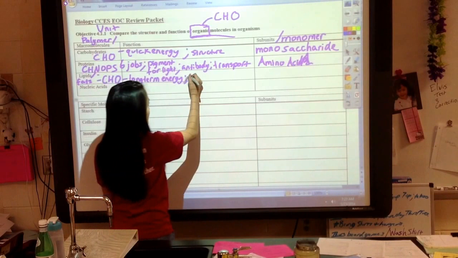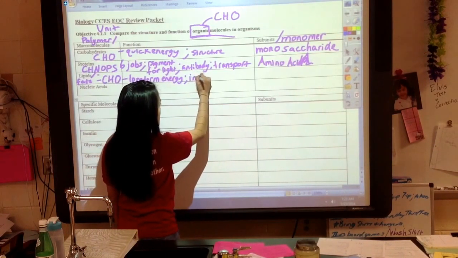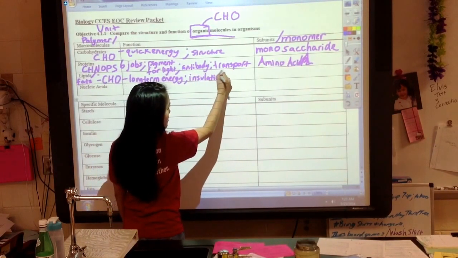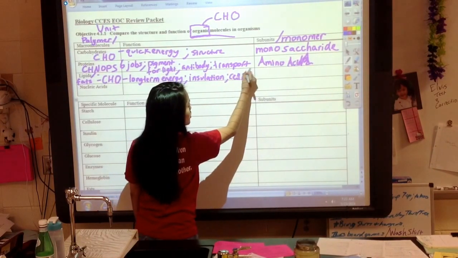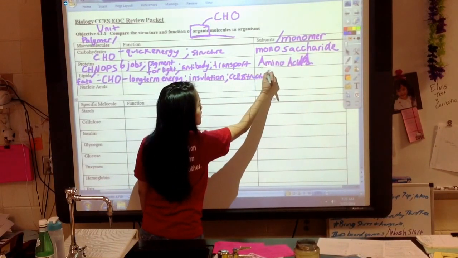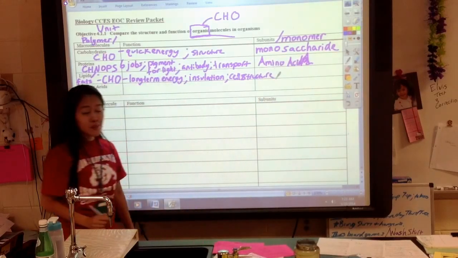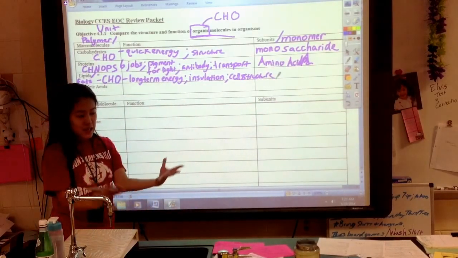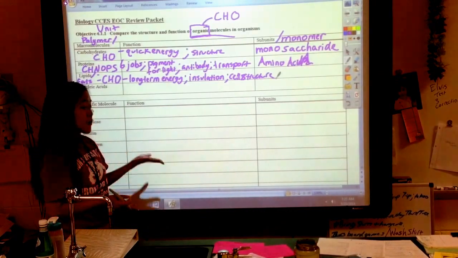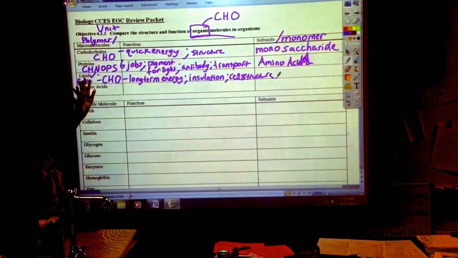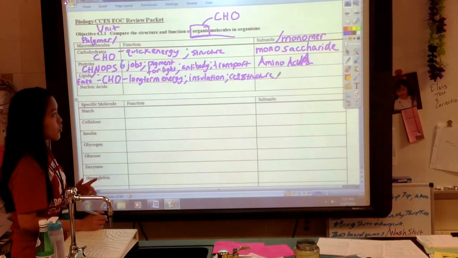And they're also going to be there for insulation, such as the fat in a bear, keeping it warm. And also for cell structure. What part of the cell is made of lipids? What really important part? The main kind of container of the cell. Well, the cell membrane is made of phospholipids, and that's really important to remember.